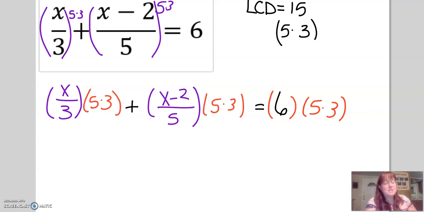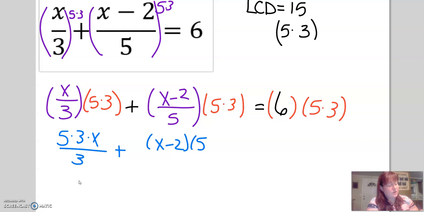Okay, now you're going to see why I wrote this as 5 times 3, because when I go to multiply this, I end up with 5 times 3 times x over 3 plus x minus 2 times 5 times 3 over 5 equals 6 times 5 times 3.